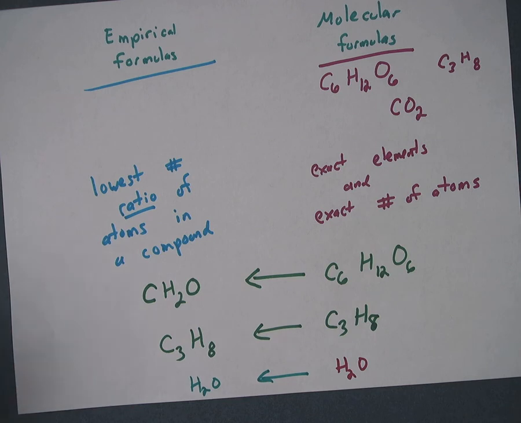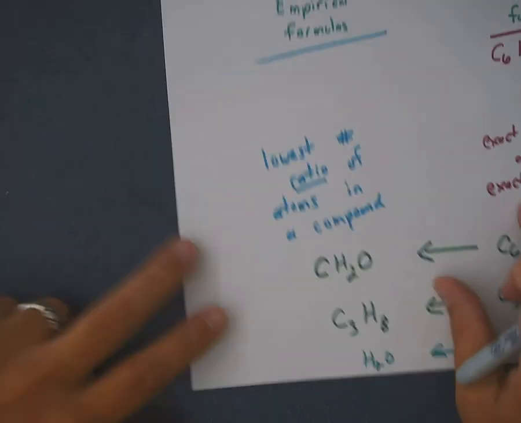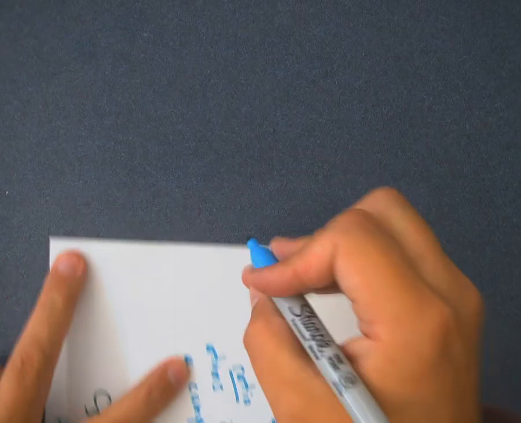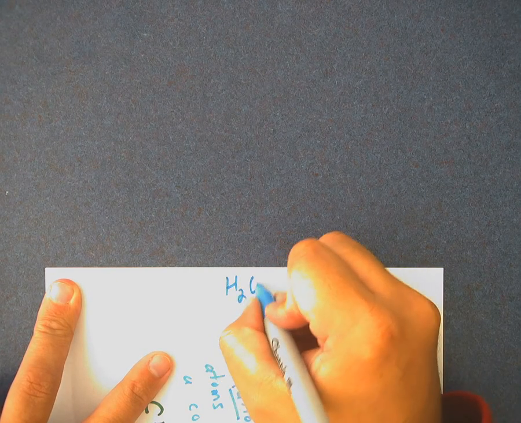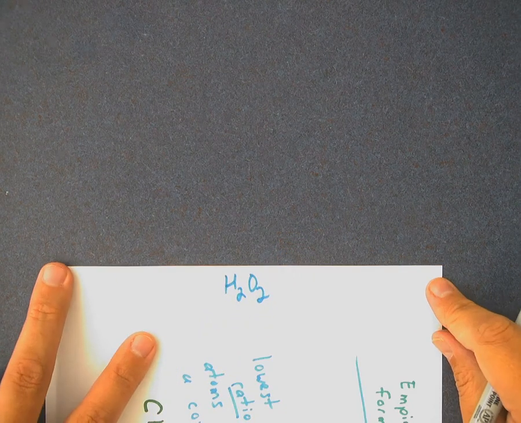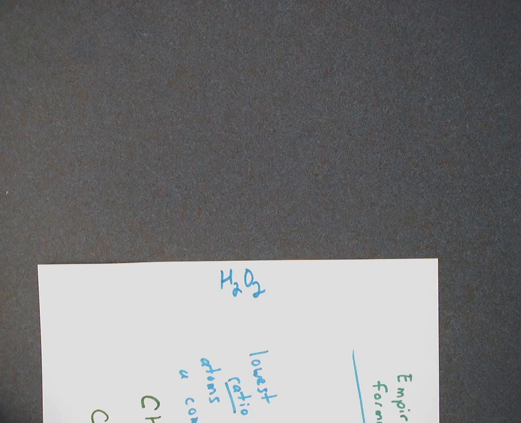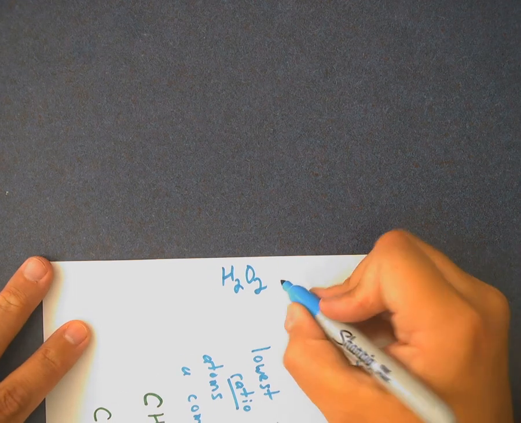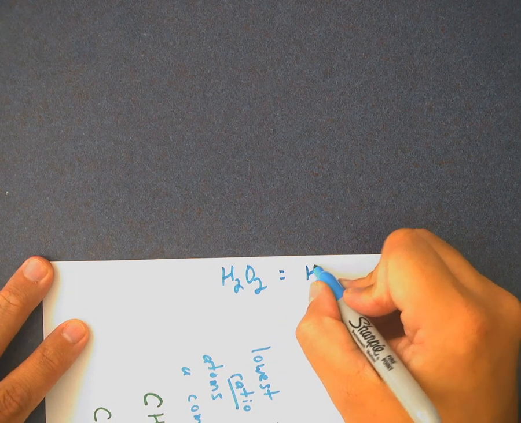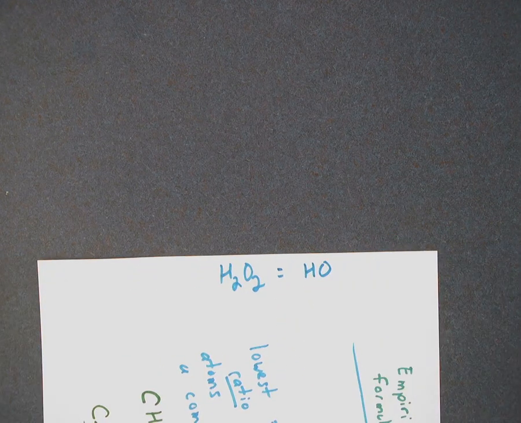If you want to practice a simple one, practice this one here. What if I gave you H2O2? That's hydrogen peroxide. What would be its empirical formula? You can pause. It shouldn't take you too long. I've stalled enough seconds. All right, and that would be H1O1, which looks like HO.